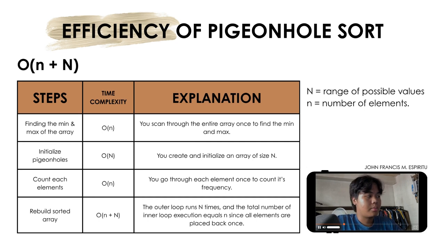So its efficiency depends on how close it is from the number of elements and the range. So the smaller the difference between them is, the better the algorithm will perform. So that is all for the efficiency of the pigeonhole sort.